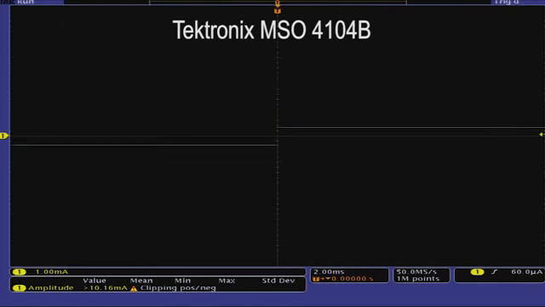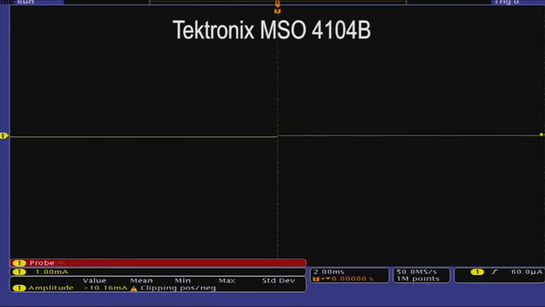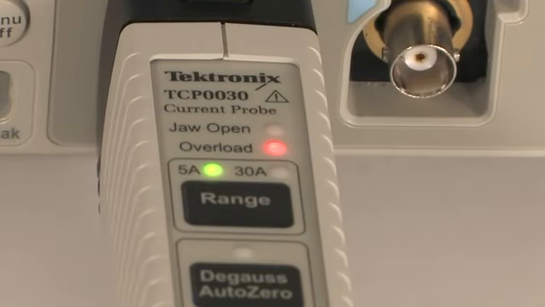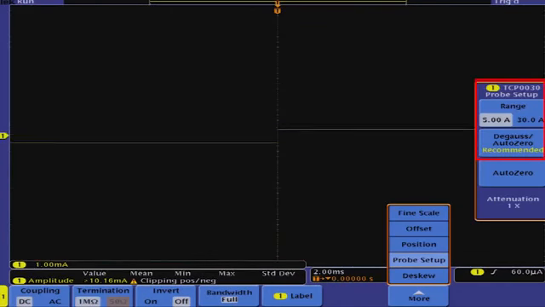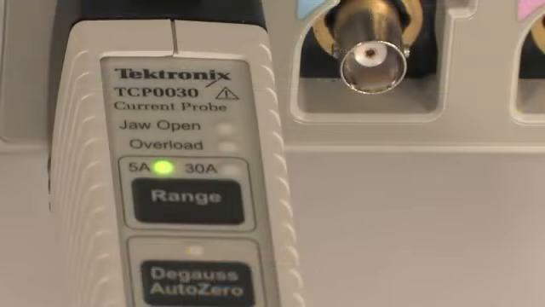Here we see displayed on the Tektronix MSO 4104B an example of what happens when the TCP0030 experiences an overload condition. There is a visual indication on the probe, compensation box, and oscilloscope that clearly alerts the user that an overload condition is occurring or has occurred. When an event such as an overload has saturated the core, a degauss operation is required.